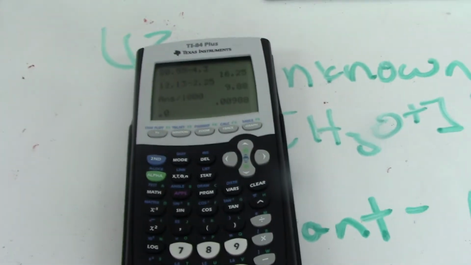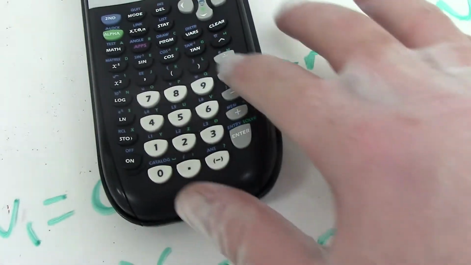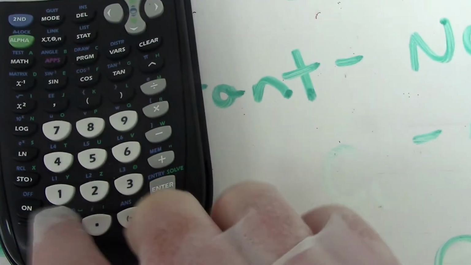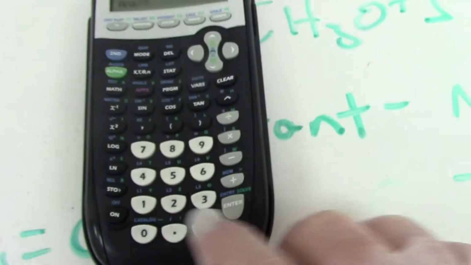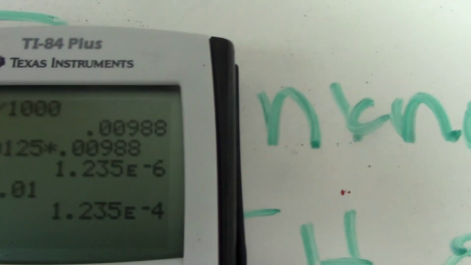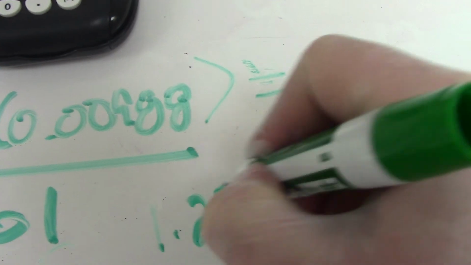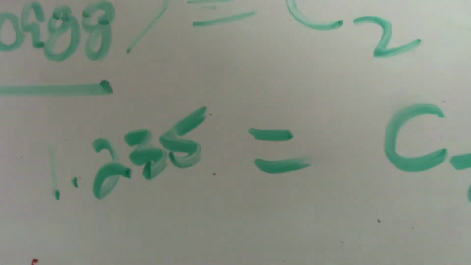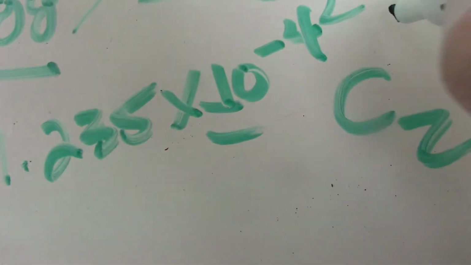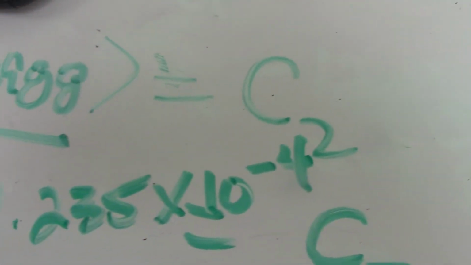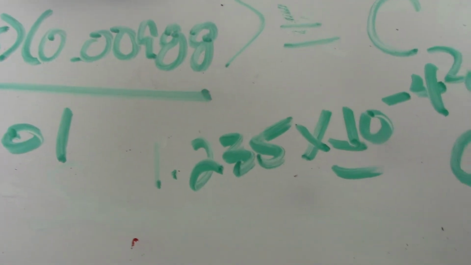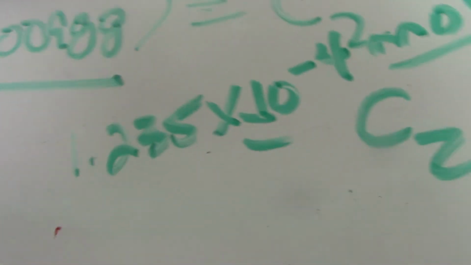So 0.000125 multiplied by 0.00988, and that is divided by 0.01. So my concentration of hydronium is 1.235 times 10 to the negative 4 moles per liter. Okay?